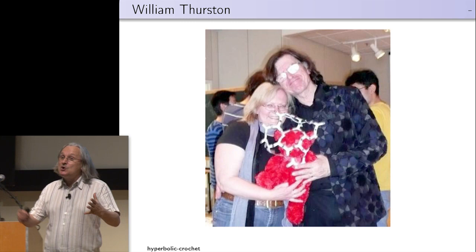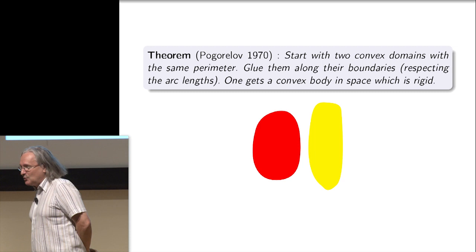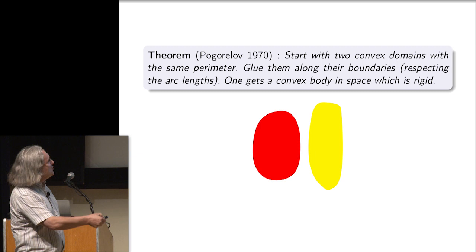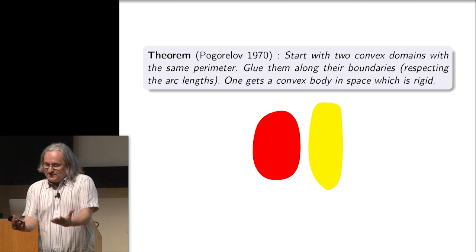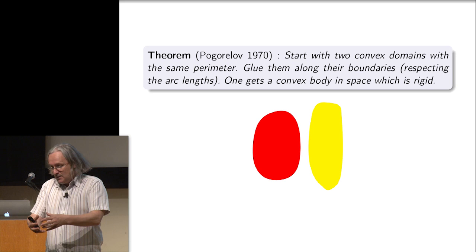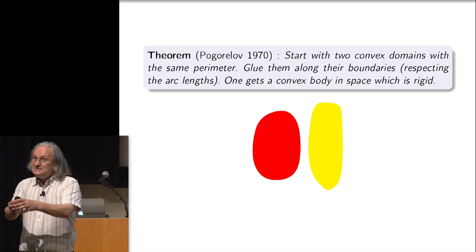I begin by stating a theorem which is due to Pogorelov, 1970, which I believe Thurston was not aware of. The theorem says the following. You cut in paper two convex domains, one in red and one in yellow, and you assume that these two convex domains have the same perimeter. And then you have these two pieces of paper, and you glue the boundaries by some adhesive tape or whatever. Since the boundaries have the same length, in principle, you can do it. And what Pogorelov said is that it's possible to do it, and you construct an object in space which is convex and rigid.